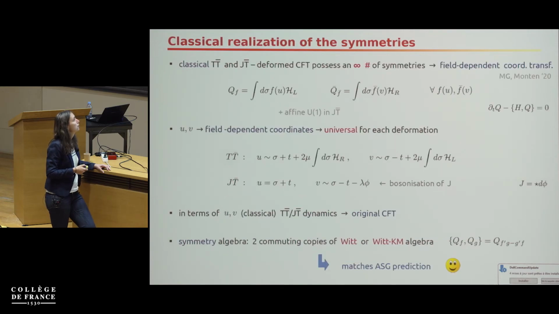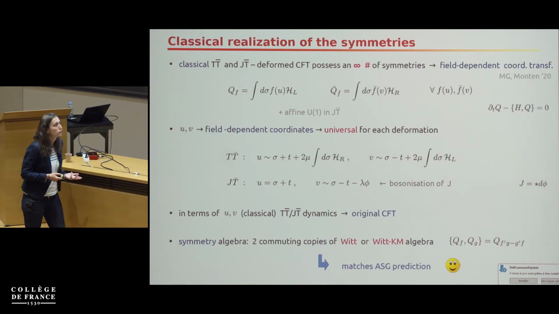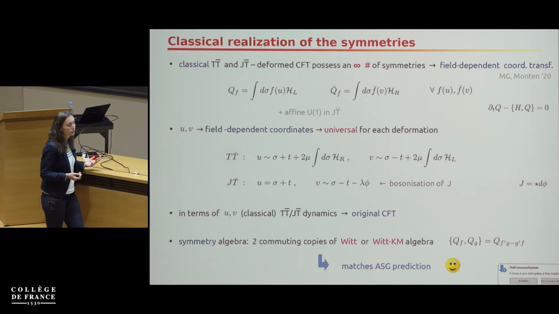It's a bit abstract. So you may wonder, concretely, what do these symmetries correspond to, say, classically? Can I implement them somehow? It turns out that they're implemented by field-dependent coordinate transformations. So this would correspond to the L's and this to the L bars, roughly speaking. There are translations of the left-moving and the right-moving coordinate by some function of some field-dependent coordinate, and you also have field-dependent affine U(1) transformations in J T bar.